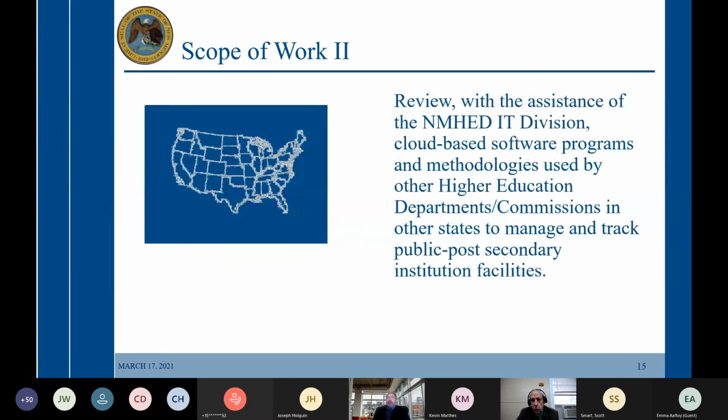Then the next part of the scope of work, we were asked to look at other cloud-based software programs. As all of you know, there's just many programs out there, and every one of them is advertised as the latest, greatest, and it's going to pick your projects for you and tell you how to do your job. And so NMHED asked us to look and see what was available, and we did that.